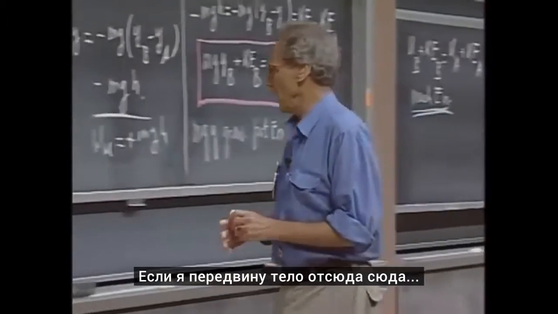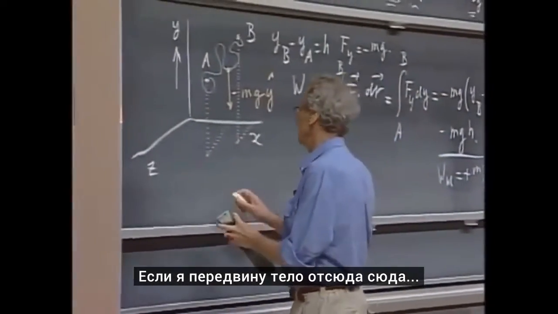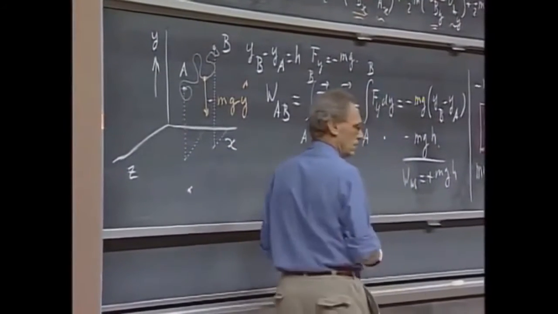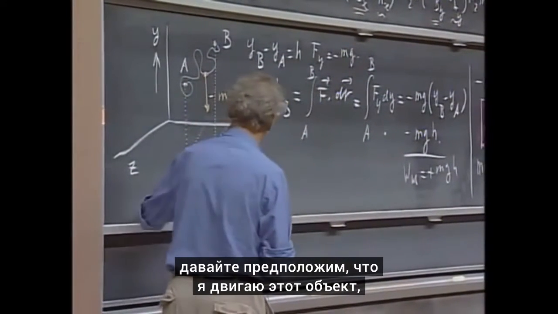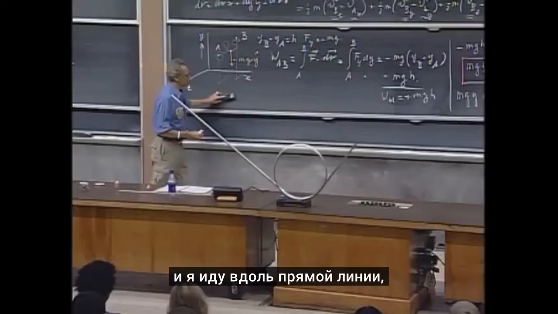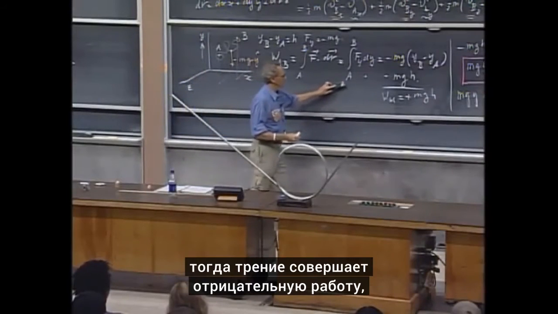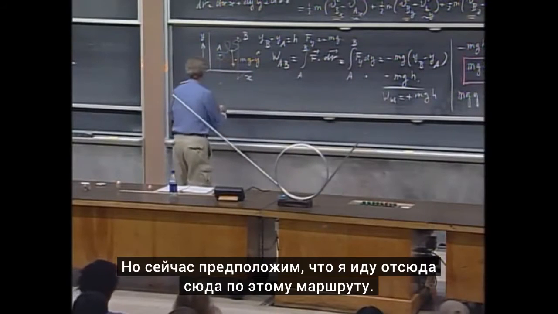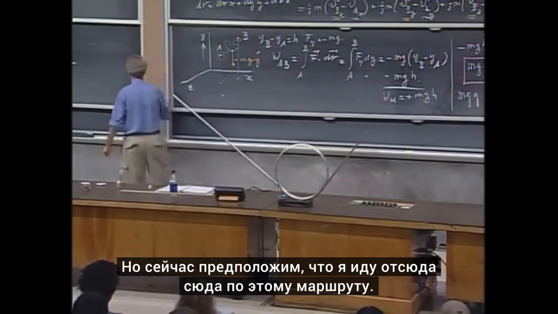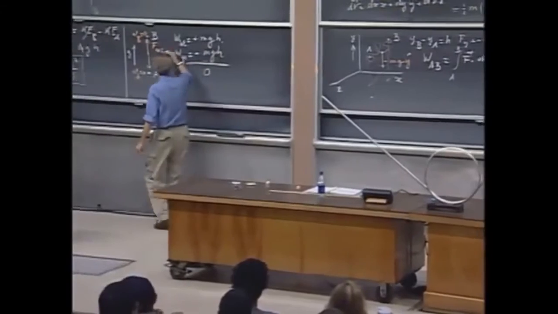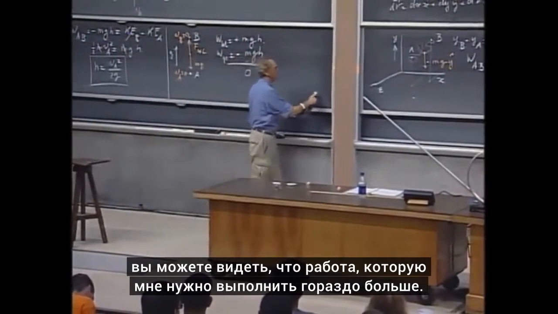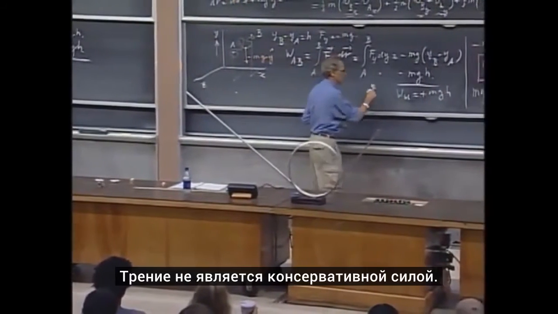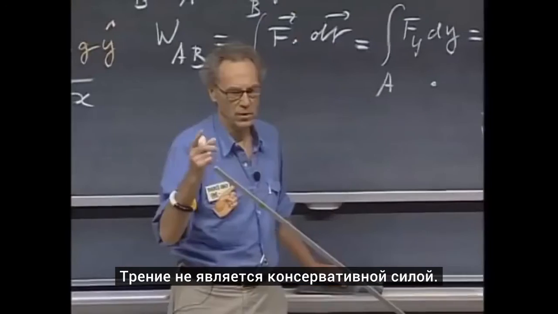If I move an object from here to here, let's suppose I move this object and I go along a straight line, then the friction is doing negative work, I am doing positive work. But now suppose I go from here to here through this routing. You can see that the work I have to do is much more. Friction is not a conservative force.